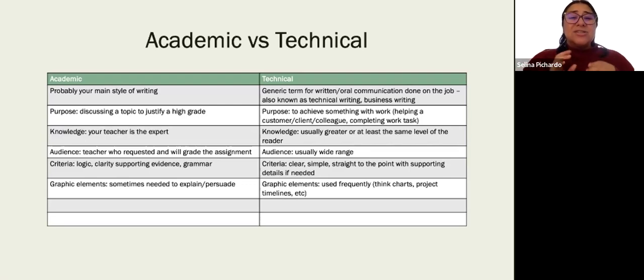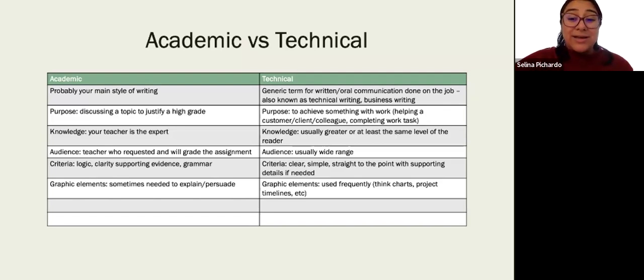Okay. So the foundation is pretty much the same with both styles of writing, academic and technical writing. You will have an audience, aka your readers. You will have a purpose, you will have organizational strategies. The foundation's the same. But the goal and the end product are different between the two. So for example, the purpose of academic writing is usually to discuss a topic to prove you deserve a good grade. Here is my research paper. I followed the teacher's instructions. I did my research. I know enough about this topic. Please give me an A.